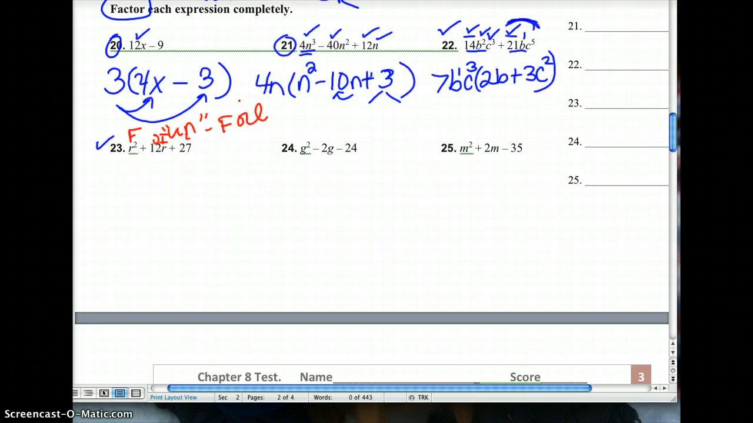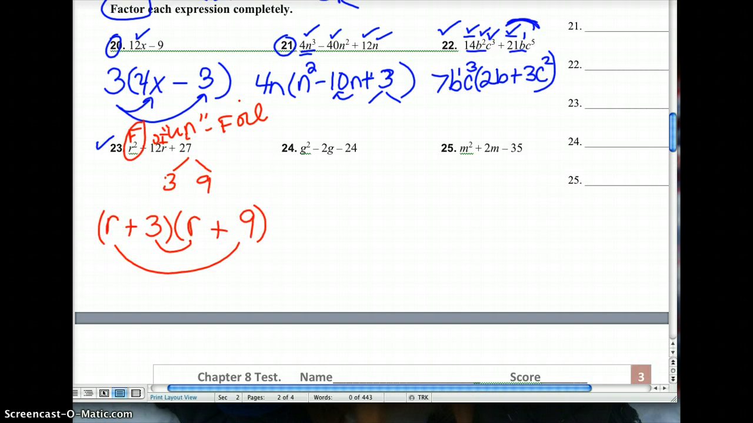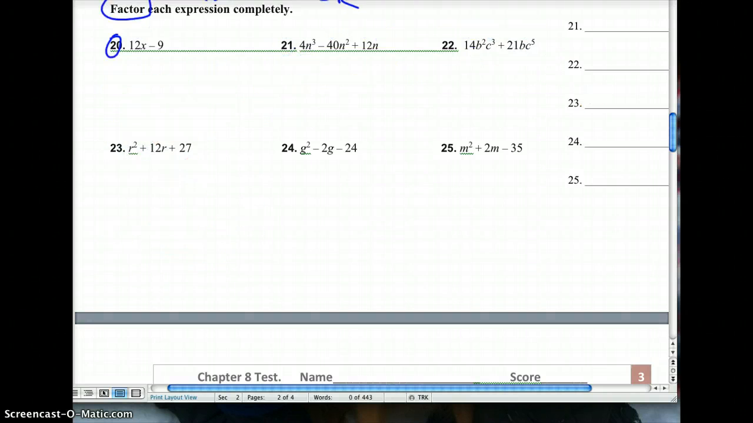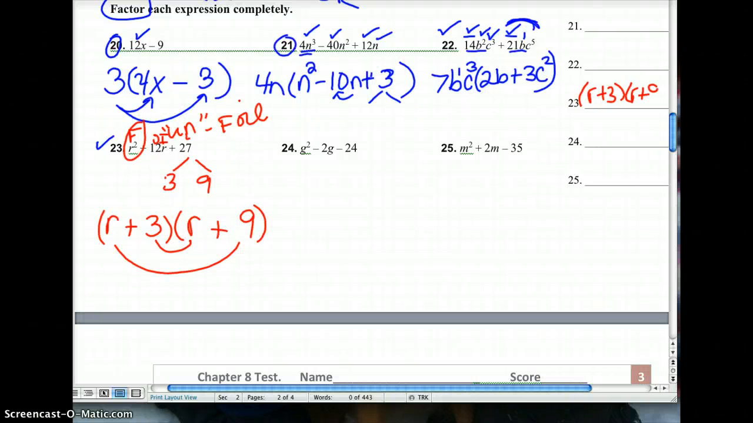So we talked in detail in class about how you're trying to multiply to equal 27, while at the same time adding up to 12. And 9 and 3 would be your winning pair. The only way you can get the r squared out of the firsts is r times r. I can get 27 out of 9 and 3, and when I run a check on my outside and inside, you'll notice they do add up to 12. Again, you can check all these by foiling them. So the answer to 23 would be r plus 3 times r plus 9.